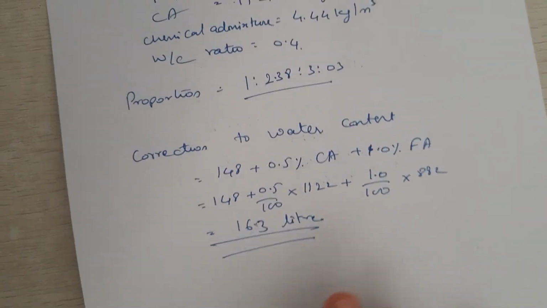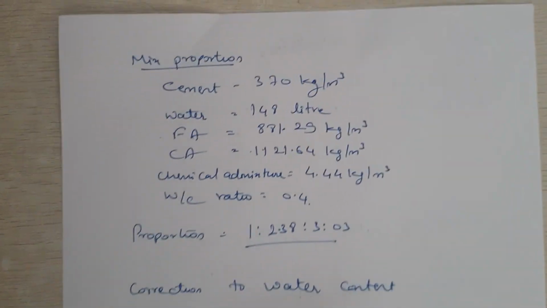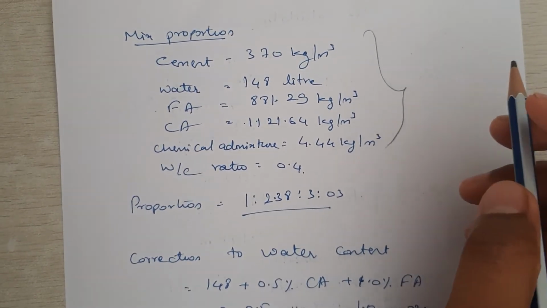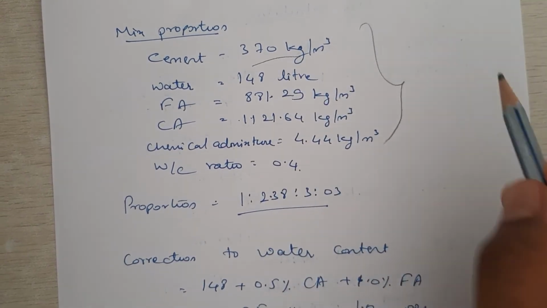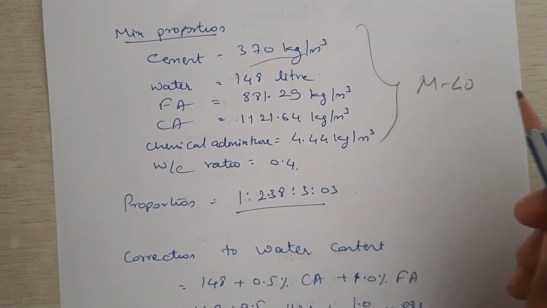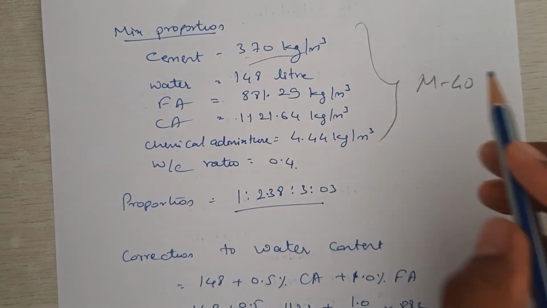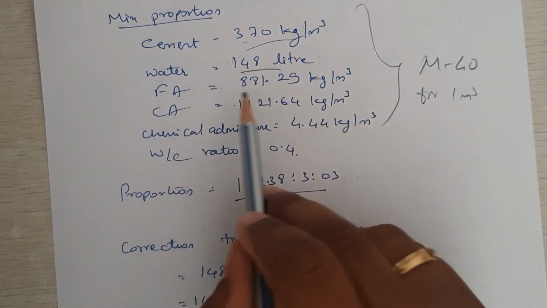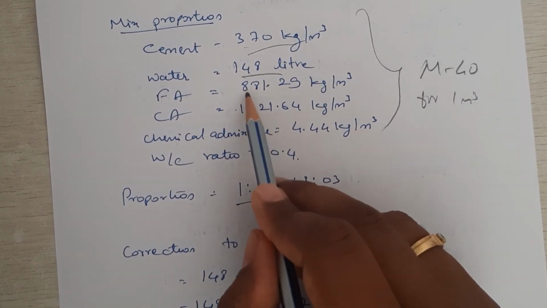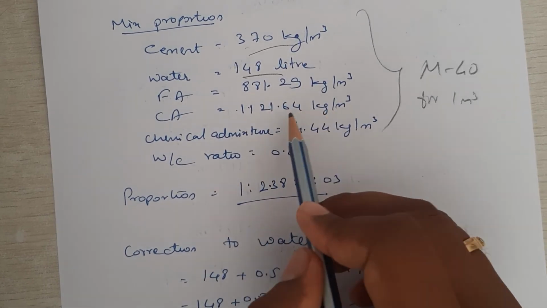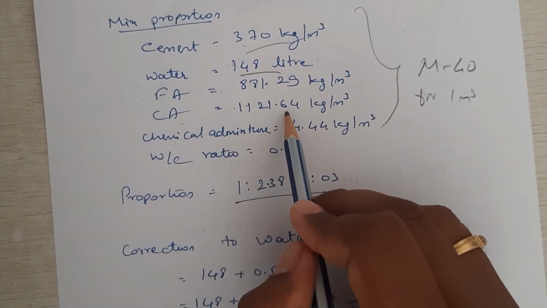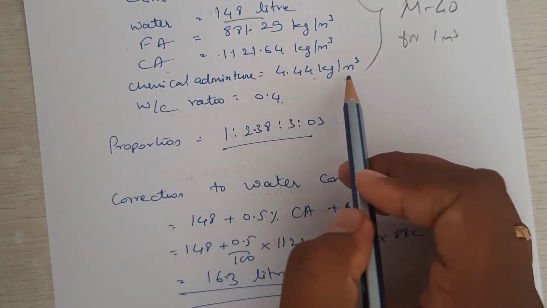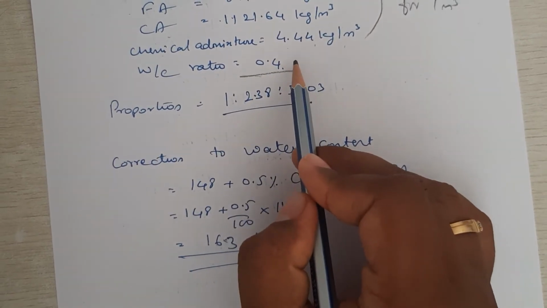From this again we are going to calculate the mixed proportions. We will write down first, right? Here these are all for the trials. First trial we have to calculate it. This is the cement for M40 grade of concrete. Cement required is 370 kg for 1 meter cube of concrete, and the water required is 148 liters. Fine aggregate required is 881.29 kg per meter cube, and coarse aggregate required is 1121.64 kg per meter cube. And along with this, chemical admixture required is 4.44 kg per meter cube, and the water cement ratio we have considered is 0.4.